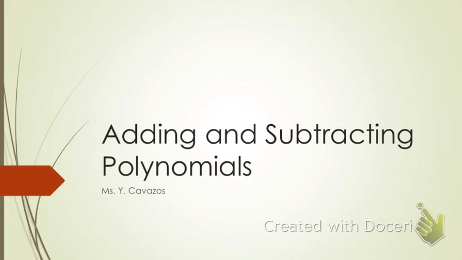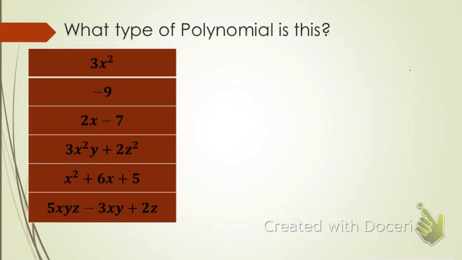Adding and subtracting polynomials. Now, you learned during the lesson that there are different types of polynomials. There are monomials, binomials, trinomials. So the first thing you want to do is always identify what kind of polynomial you're working with. So I have a list of polynomials here, and I'm going to go one by one, identifying what type it is.